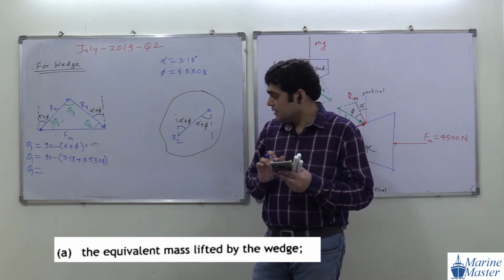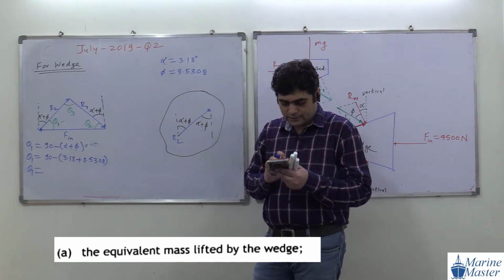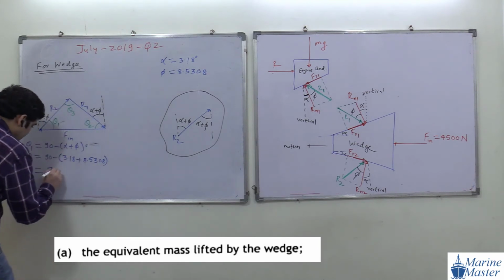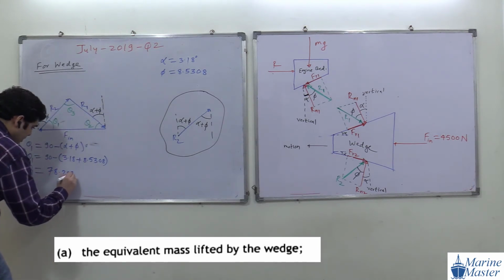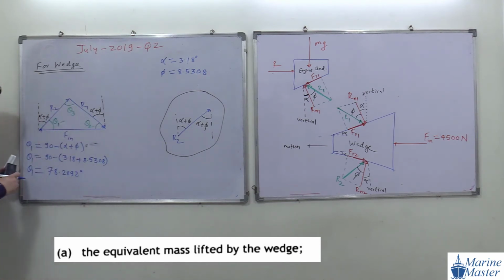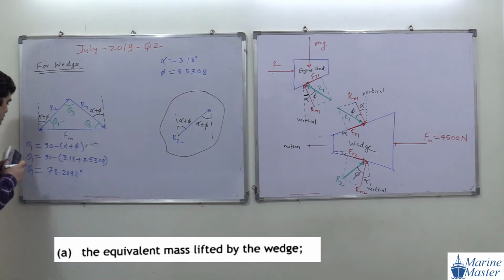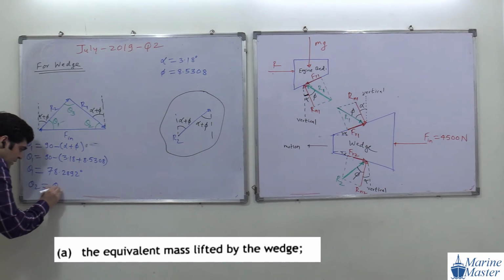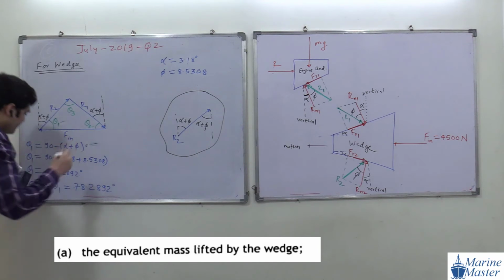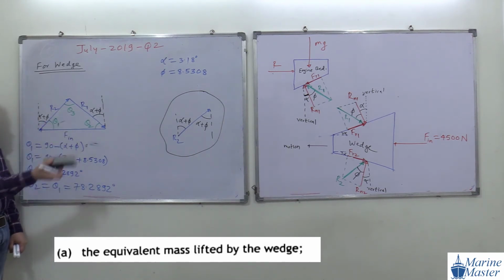90 minus 3.18. 78 point how much, guys? 78.2892 degree. Okay, good. So we got theta 1. And see, here also alpha plus phi, here also alpha plus phi. So theta 2 will also be equal to theta 1, 78.2892 degree. Are you getting my point? So we got theta 1, theta 2. They will be the same.